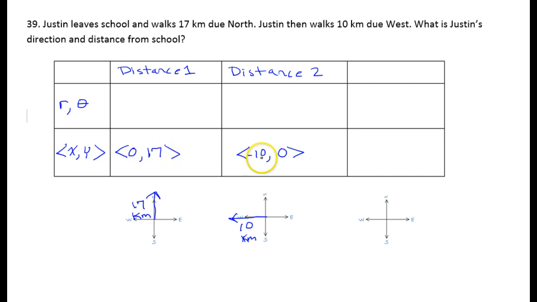We have distance 1 and distance 2. Now we can find the component form of the resultant vector by simply adding these together, the corresponding parts. So that would be negative 10, comma, 17. 0 and negative 10, 17 is 0. Oh yeah, I forgot to label this. This is the column where we do the resultant vector.